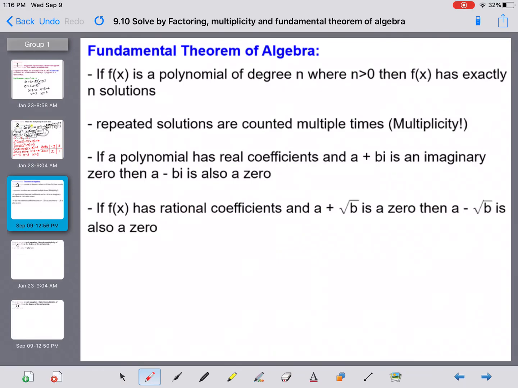Building off of that, we have something called the fundamental theorem of algebra. So this is going to apply for the rest of time when you deal with algebra. And it's fundamental, so it's a pretty important thing if they call it that.